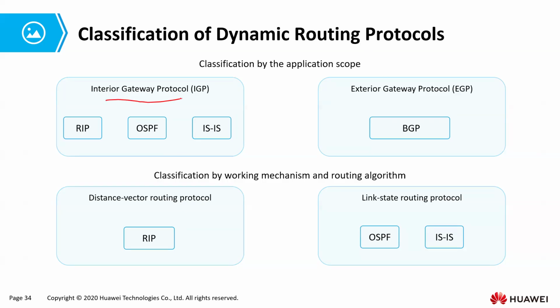we use interior gateway protocols, for an enterprise network, a company network. When we want to connect a company via a service provider to another company, we use exterior gateway protocols, BGP. We can classify dynamic routing protocols by working mechanism and routing algorithm.